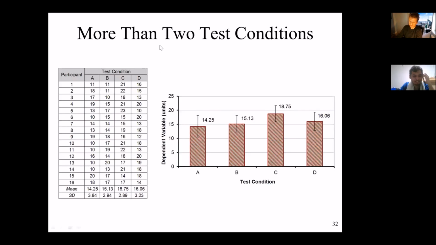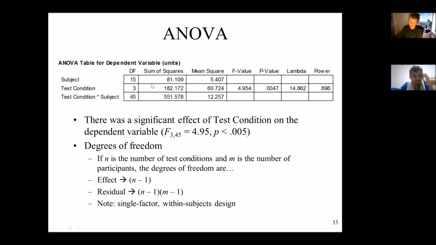Okay, so if you have more than two test conditions, you get a lot more. Then you get this table here, and you get the standard deviations here, and the means for each of these test conditions, in this case 4. Then you basically do the same thing, okay? You'll just have 3 instead of 1 here, right?